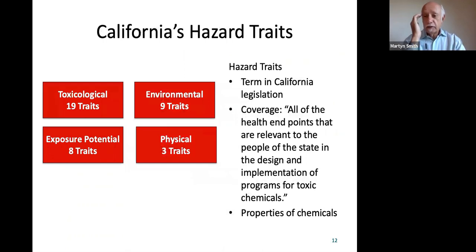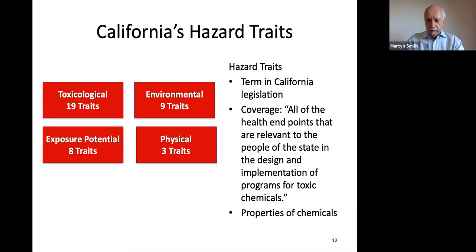The other interesting thing about why the California EPA has sponsored much of our work is that California is somewhat unique in that it has these particular things, which are actually in the legislation, called hazard traits. There are 19 toxicological traits in this. There are also other traits such as potential for exposure and ability to cause environmental harm, bioaccumulation. And these are the properties of the chemicals which are the hazards.